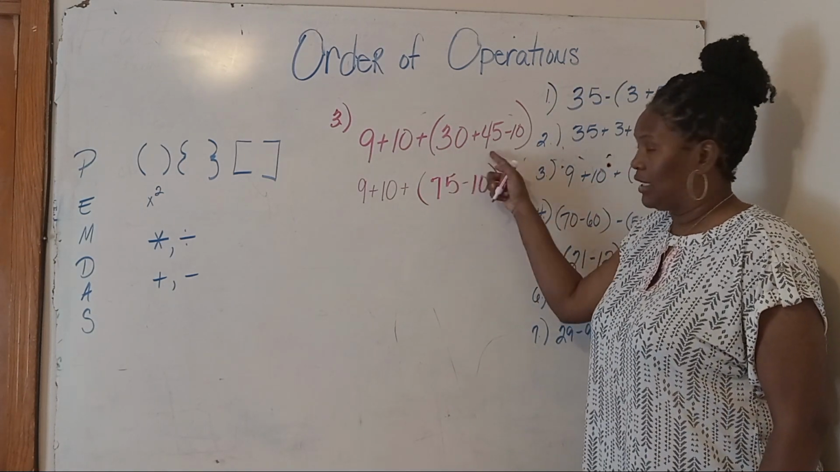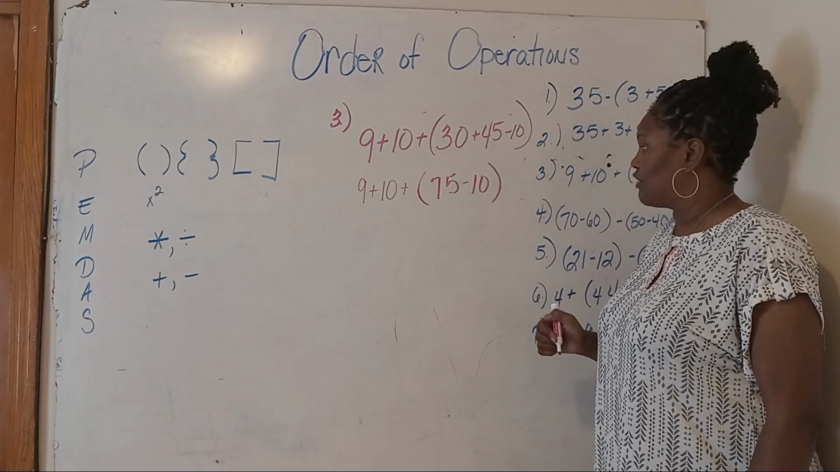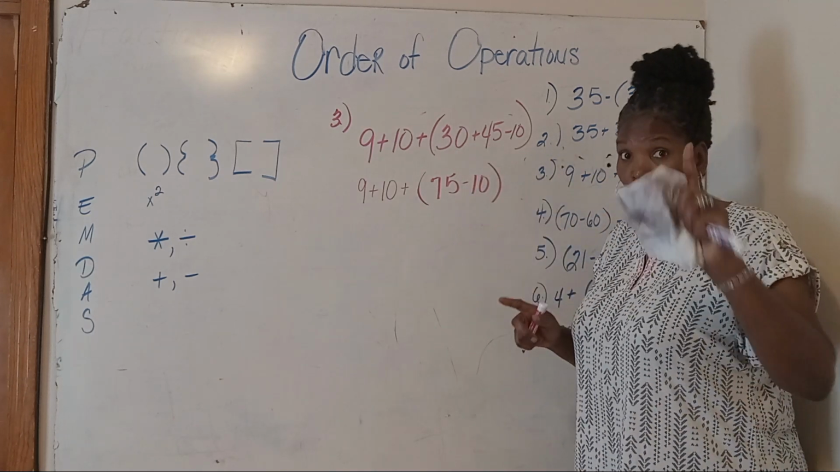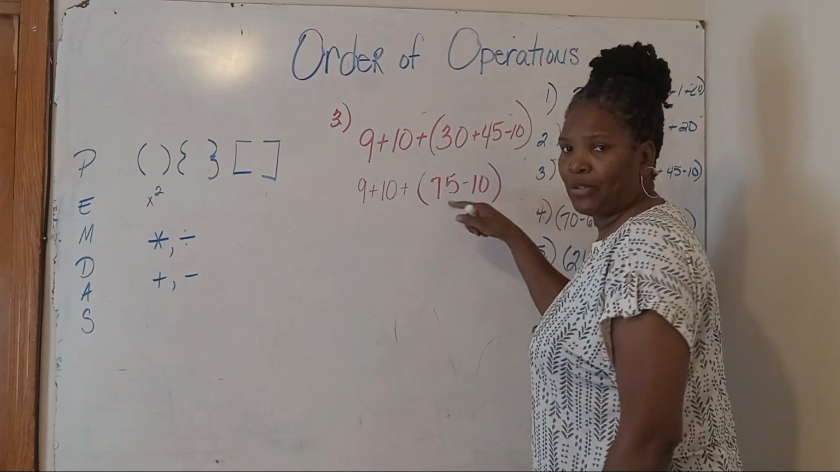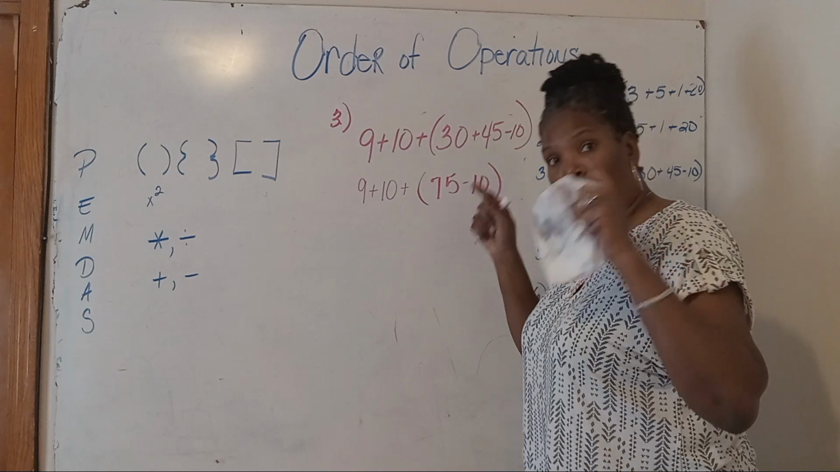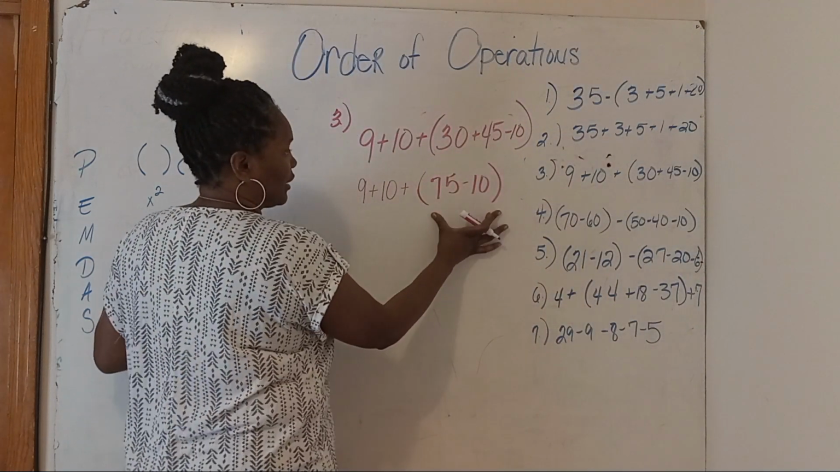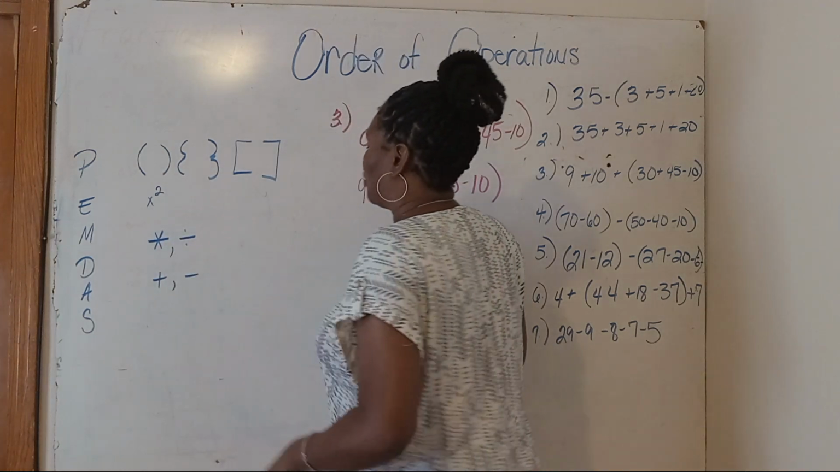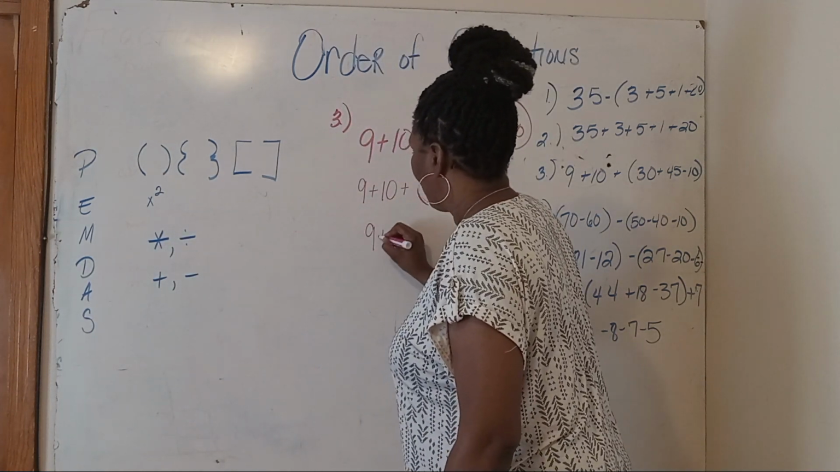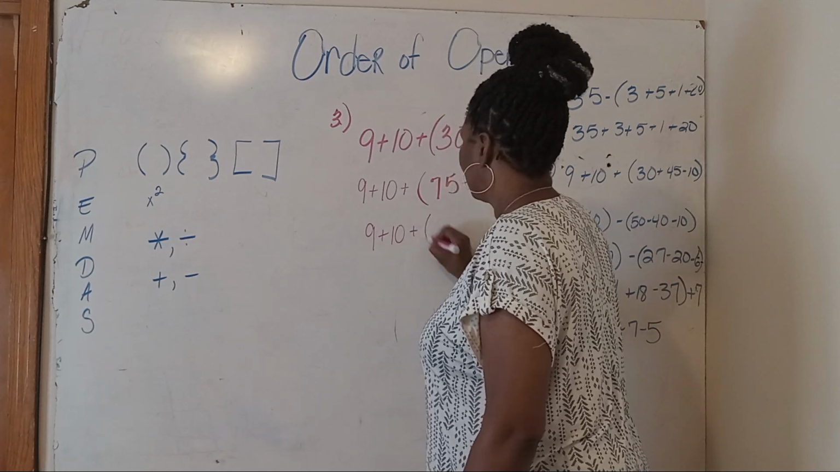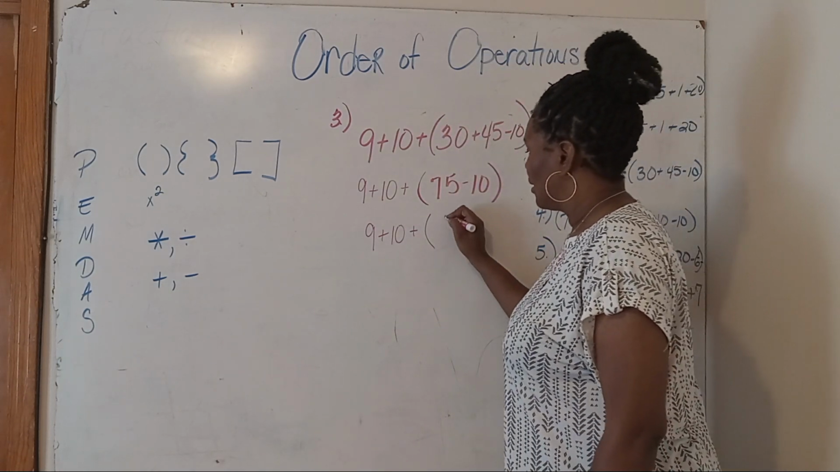I put these two together. Okay? Because I got to do what's in my parentheses first. But I only do one thing at a time. I don't say, ooh, I know that's 75, ooh, minus 10, and put that. No, we're not doing that. We're doing one step at a time. Okay? So, I still got to work my parentheses because that's what the order of operations tells me. So, I'm just going to bring this down. 9 plus 10 plus 75 minus 10 is what?